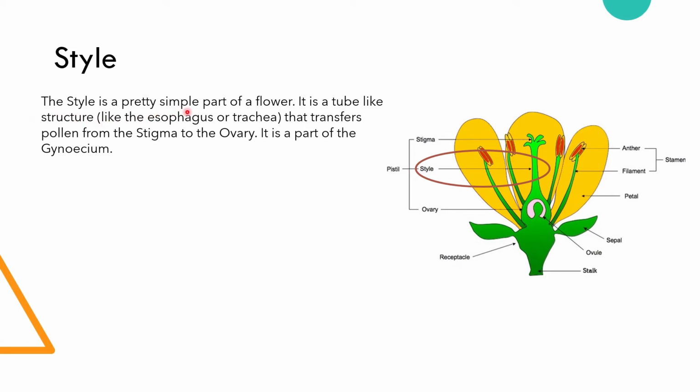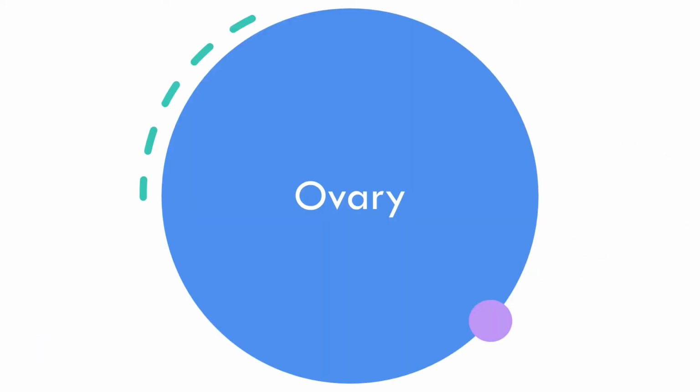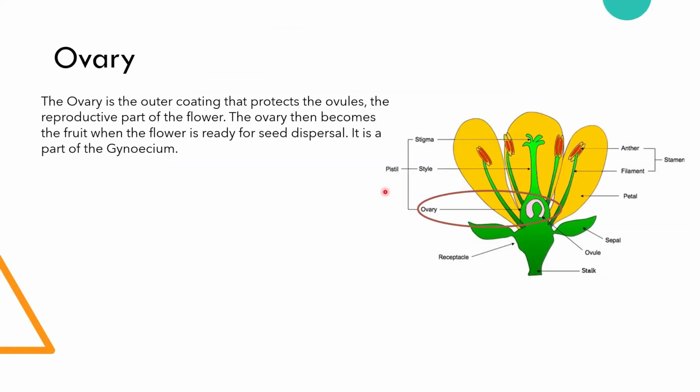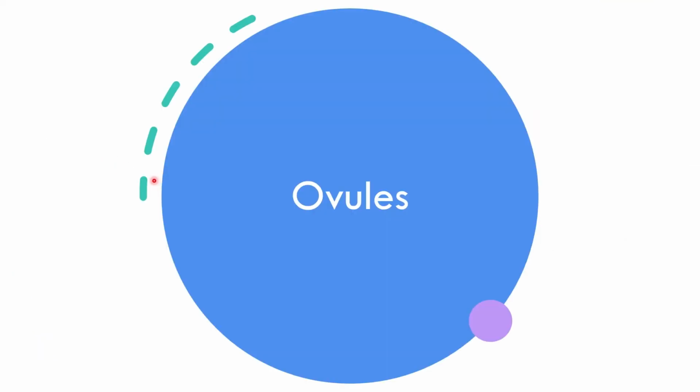Style. So the style is a pretty simple part of the flower. It's a tube-like structure, like the esophagus or trachea, that transfers the pollen from the stigma to the ovary. It is a part of the gynoecium. Then ovary. The ovary is the outer coating that protects the ovules, the reproductive part of the flower. The ovary then becomes the fruit when the flower is ready for seed dispersal. It is a part of the gynoecium.